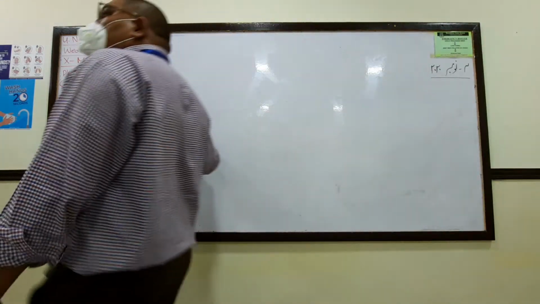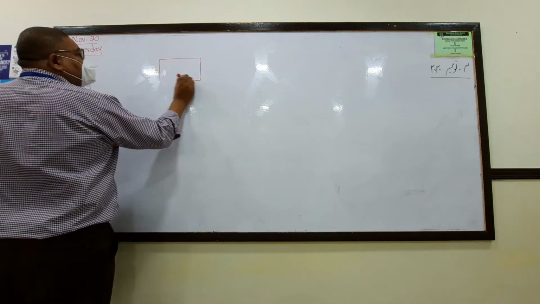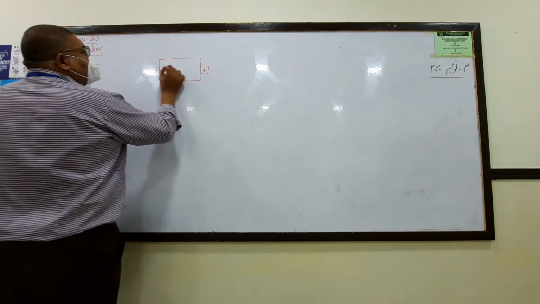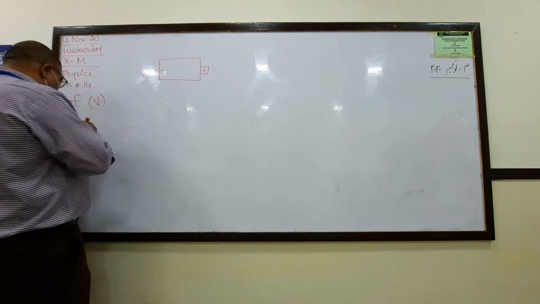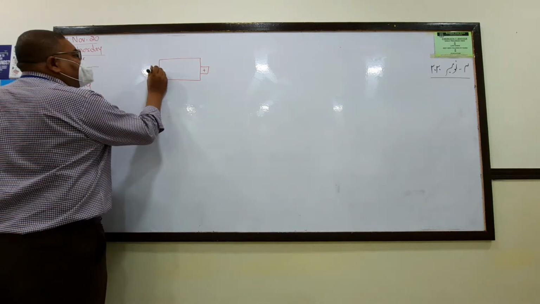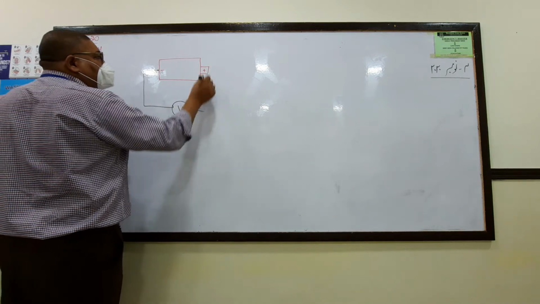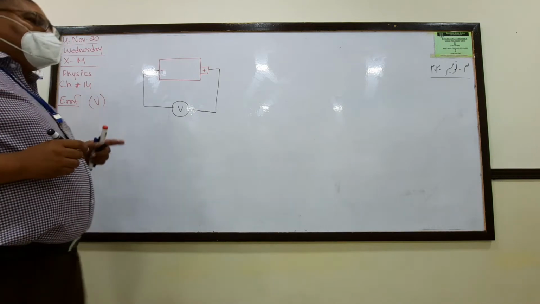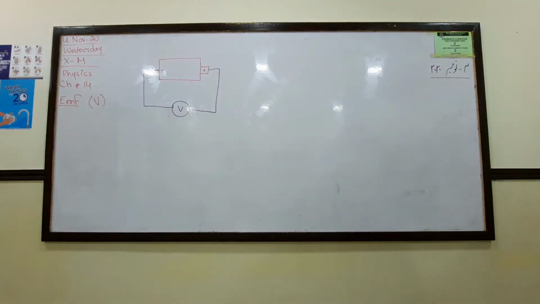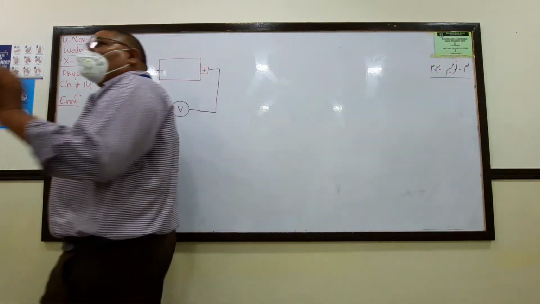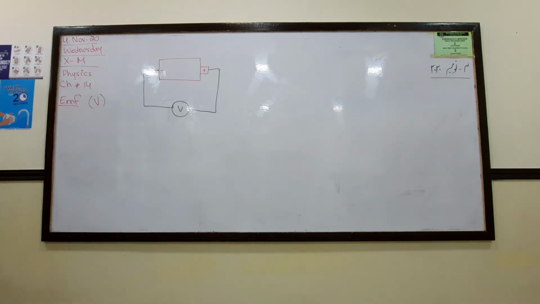For example, if you have a battery, let me show you that this is a cell. This is the positive side, this is the negative side, suppose. And suppose I directly connect it with a voltmeter. This is the symbol for the voltmeter. So this voltmeter will directly note down the potential difference between the terminals of the battery. The potential difference between the positive terminal and the negative terminal of the battery is known as the EMF of the battery, the electromotive force of the battery. It means the voltage or the potential of the battery.